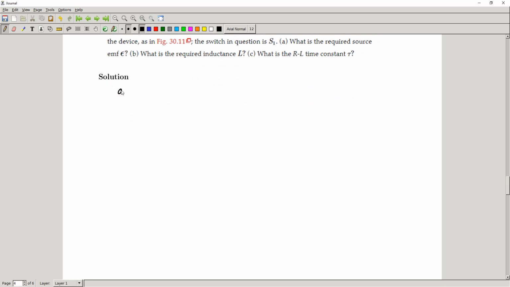In part A, we are looking for the EMF, for what kind of EMF our source has to have. For this, it's pretty simple. We can just use V equals IR. We just use V equals IR.